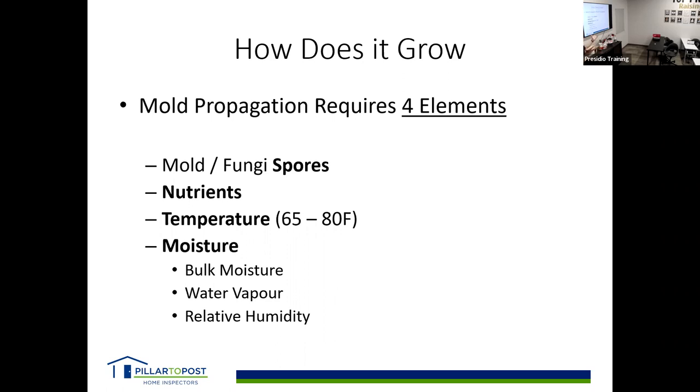Crawl spaces are another one. You have moisture coming out of the ground, and if it's not well insulated, you're going to get condensation forming against the rim joists and floorboards. Water vapor, that's your humidity. Bathrooms, not using exhaust fans.